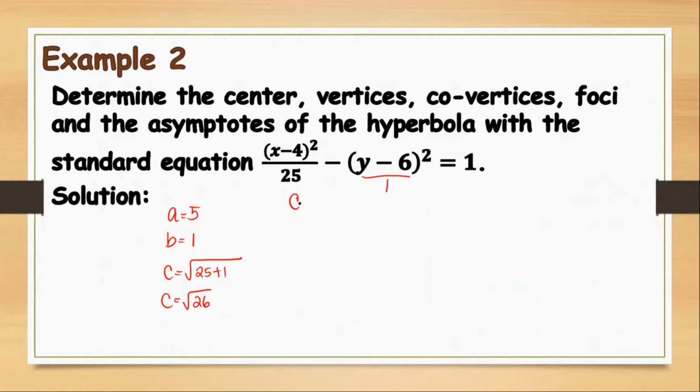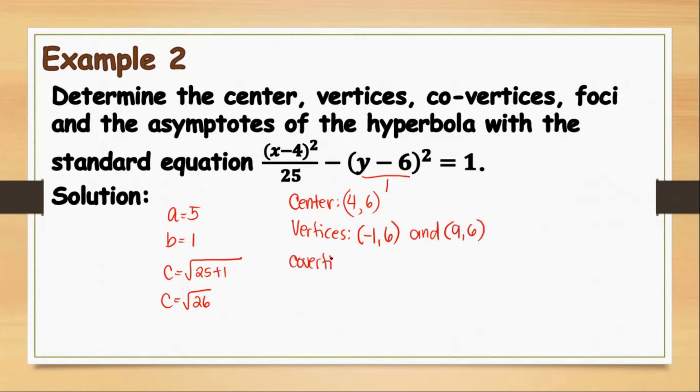So let's find the center first. The center is at 4, 6. Since there is a change in a, the vertices will be minus 5 and plus 5. So the vertices will be at 4 minus 5, that's negative 1, 6. And 4 plus 5 is 9, 6.